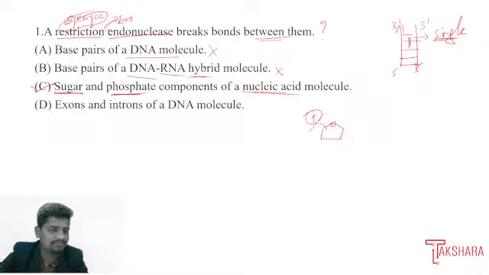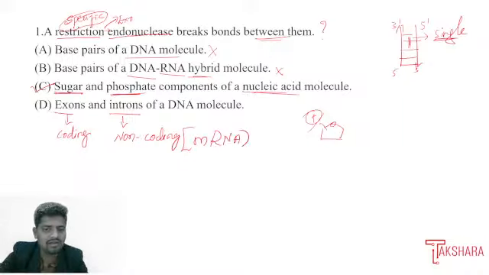Okay. And exons and introns of the DNA: exons are nothing but the coding strand of DNA, and introns are nothing but non-coding genes, which we study within the mRNA. So we study them in mRNA, not related to the restriction endonuclease enzyme. Okay, so for question number 1, the correct option should be option C.